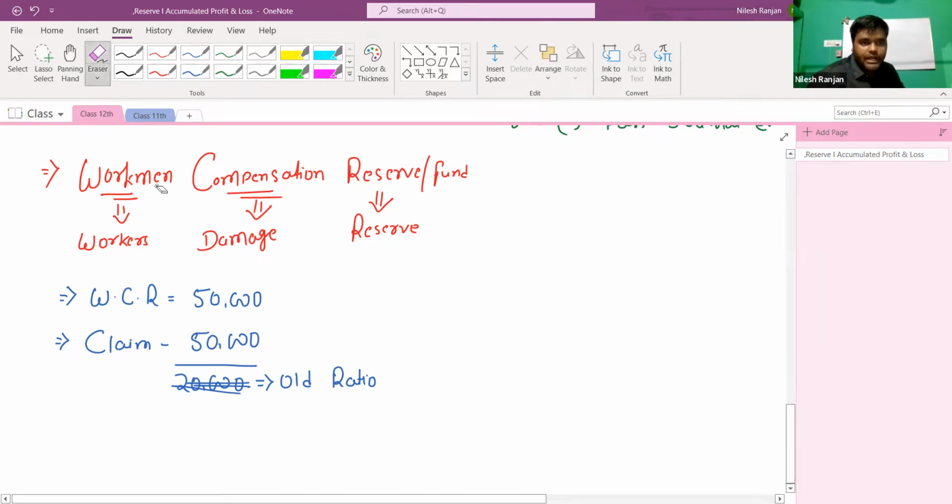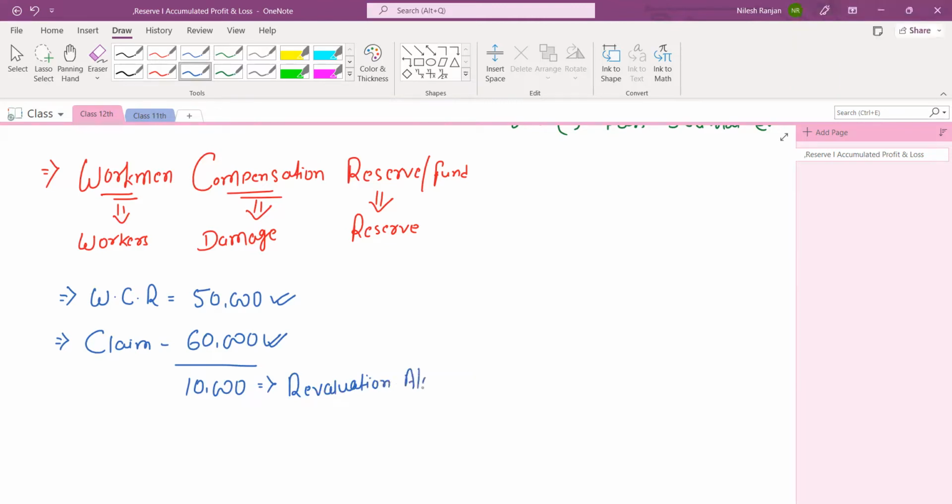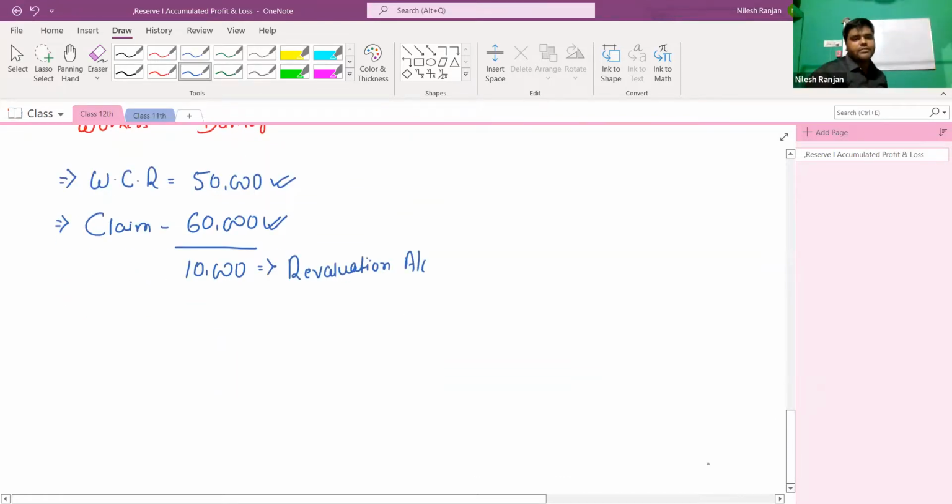Sometimes it may happen that claim is more than the reserve amount. Let's say claim is 60,000. So you saved money of 50,000 for damage and there is a claim of 60,000, then 10,000 is a loss for you and it will be transferred to revaluation account. So there may be higher damage than our savings.